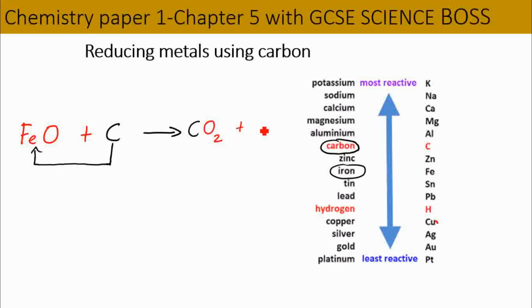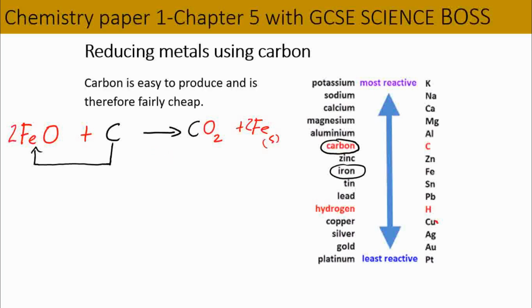And iron is going to be by itself. So iron has now been displaced, okay? So it's not balanced, so we need to put 2 there to make it 2 oxygen, and we need to put a 2 there, okay? So now that displacement reaction has occurred. So that's how we do that reaction in terms of displacement with carbon, or heating it with carbon.